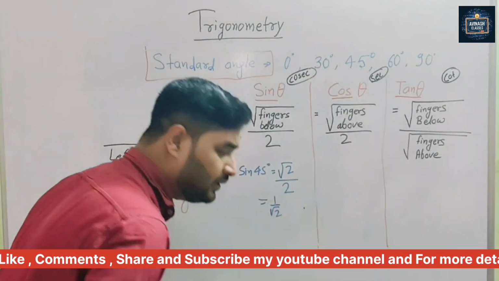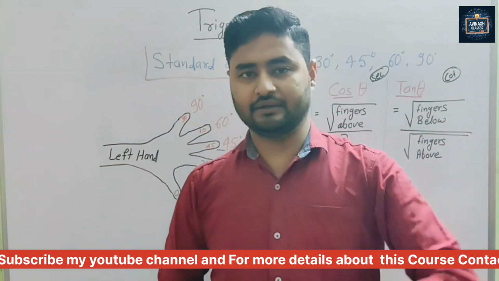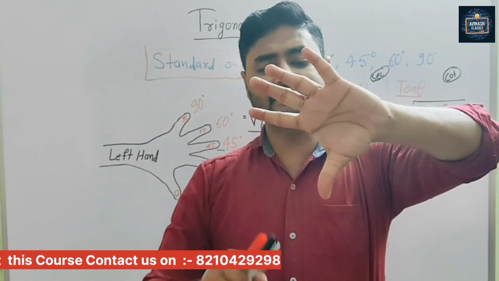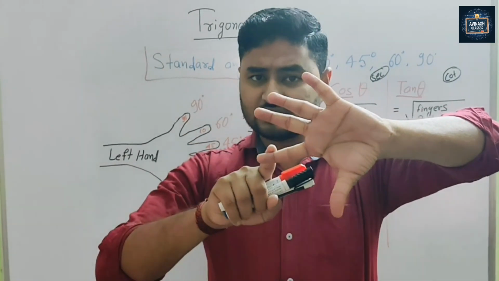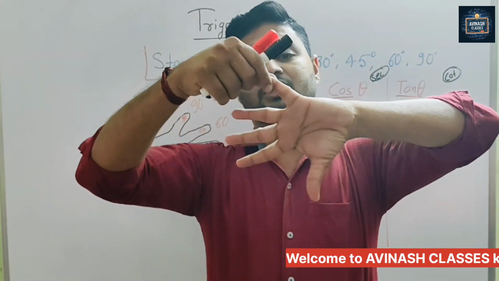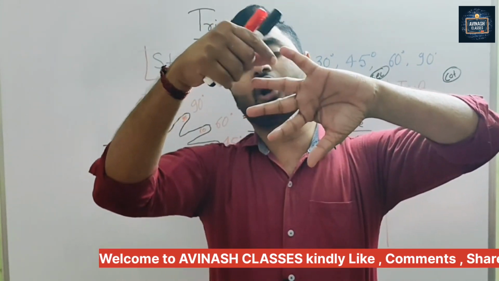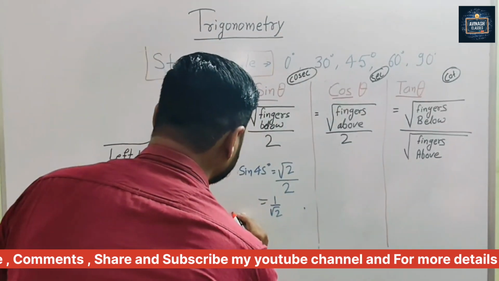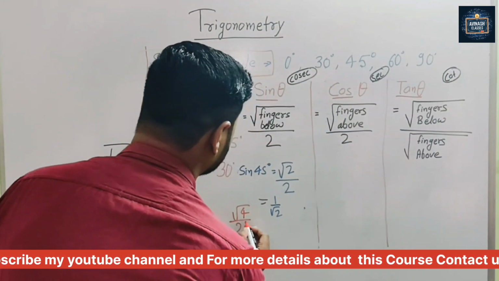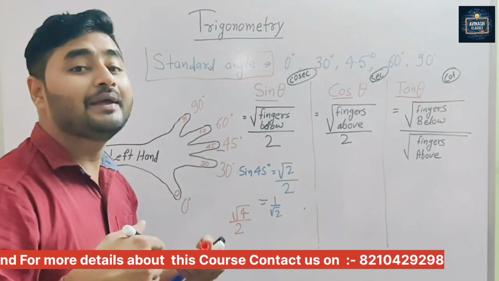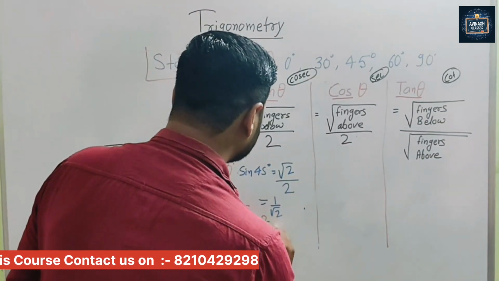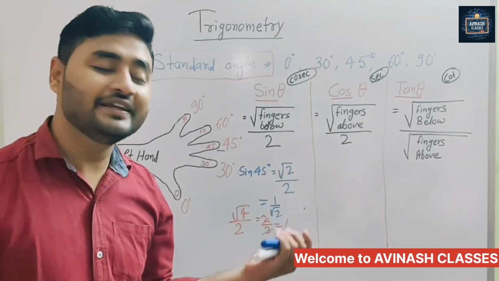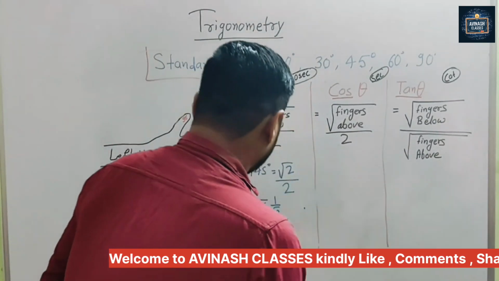When you are doing this in the exam, always take the left hand. Now we have to find sine 90 degree. This is the left hand. Where is sine 90? This is 0, 30, 45, 60, 90. So we found 90 degree. Below that, how many fingers? 1, 2, 3, 4. So we write root under 4 by 2. Root under 4 comes to 2. So 2 by 2, our answer is going to be 1. Very easy or hard? Very easy, sir. Now we can take one more example.